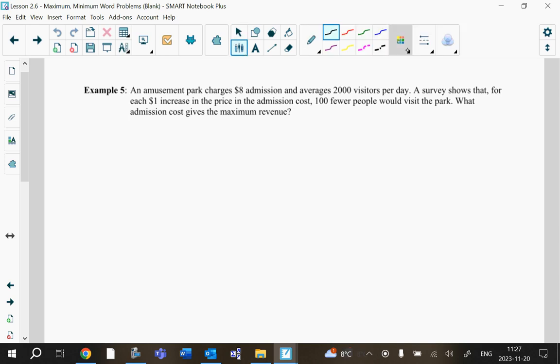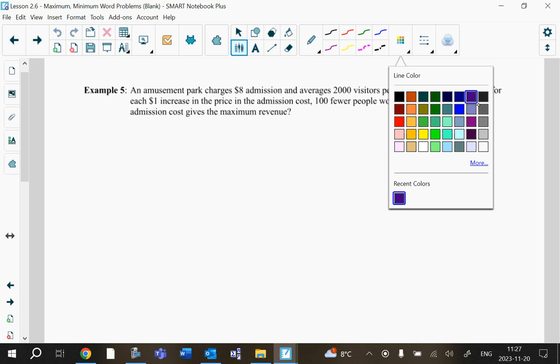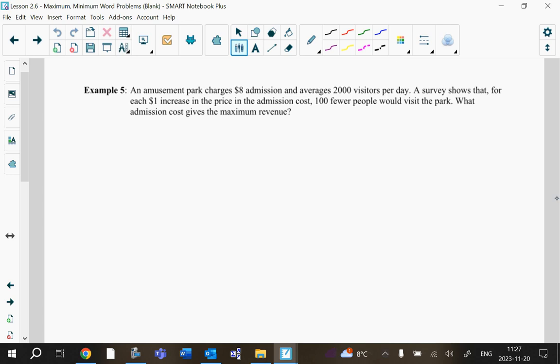Here we have an amusement park. Right now, they charge $8 admission, and with that admission, they average 2,000 visitors a day. But they did a survey, and it showed that every time they increased the price by $1, 100 fewer people would visit the park. So what admission cost would give the maximum revenue? Remember, the word revenue also means sales. Maximum sales. Those are interchangeable.